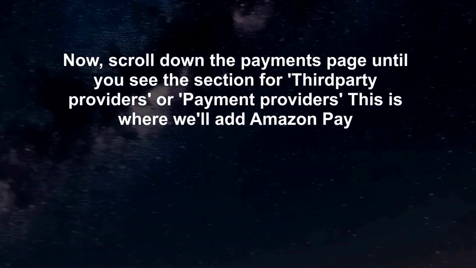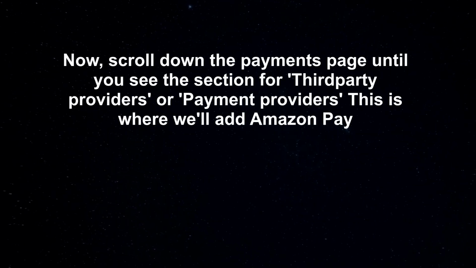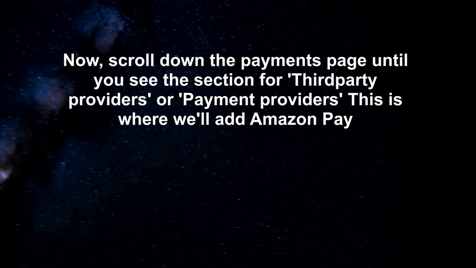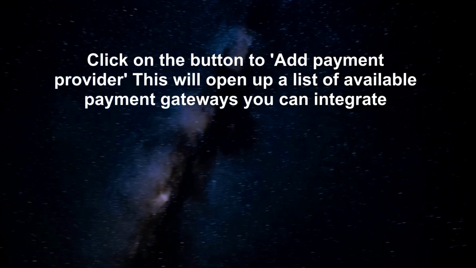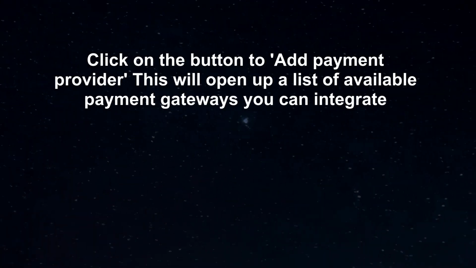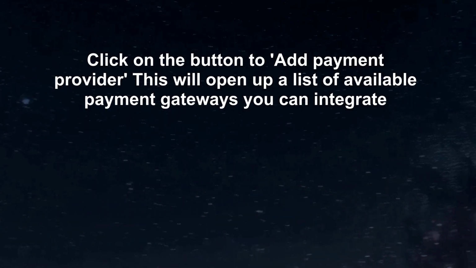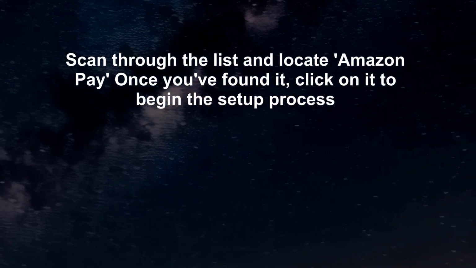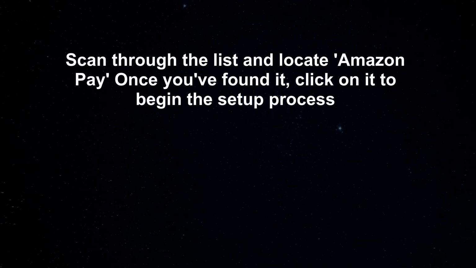Now scroll down the Payments page until you see the section for third-party providers or payment providers. This is where we'll add Amazon Pay. Click on the button to add payment provider. This will open up a list of available payment gateways you can integrate. Scan through the list and locate Amazon Pay. Once you've found it, click on it to begin the setup process.